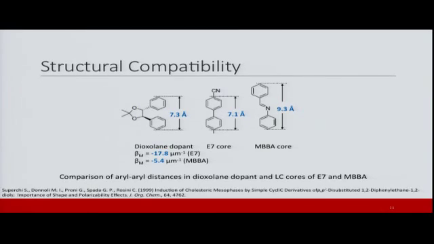Helical twisting power is basically the property of chiral dopants to be able to induce a cholesteric twist in specific nematic liquid crystals. On this slide, you can see an example of a dioxolane dopant, and as you can see, it has higher helical twisting power with E7 because the chiral dopant structurally resembles E7. However, the helical twisting power with MBBA is much less than that.